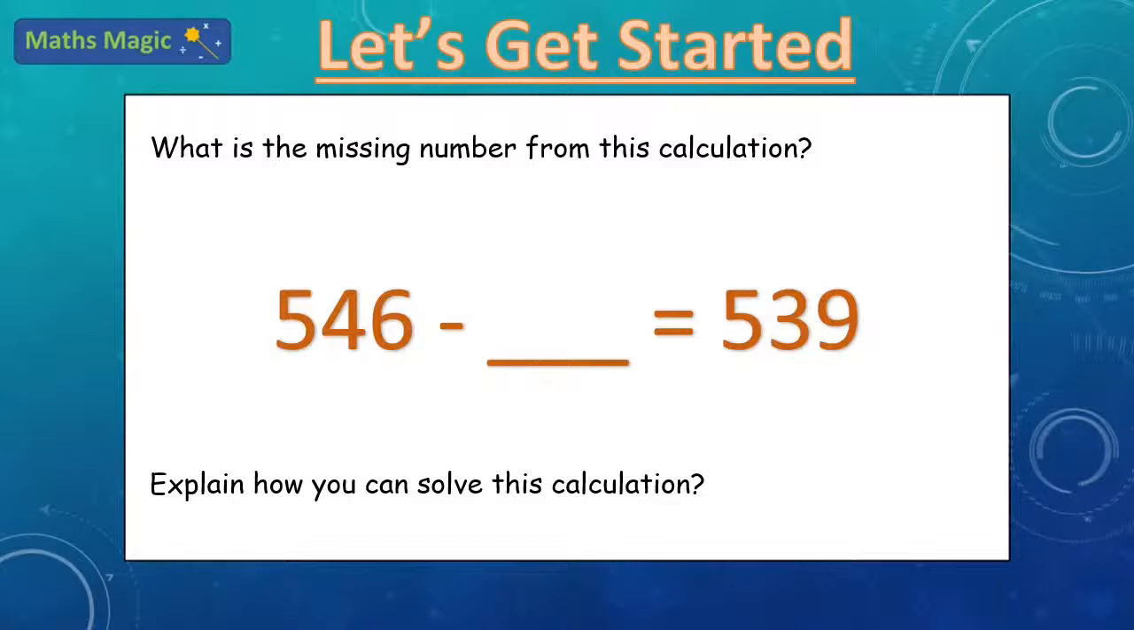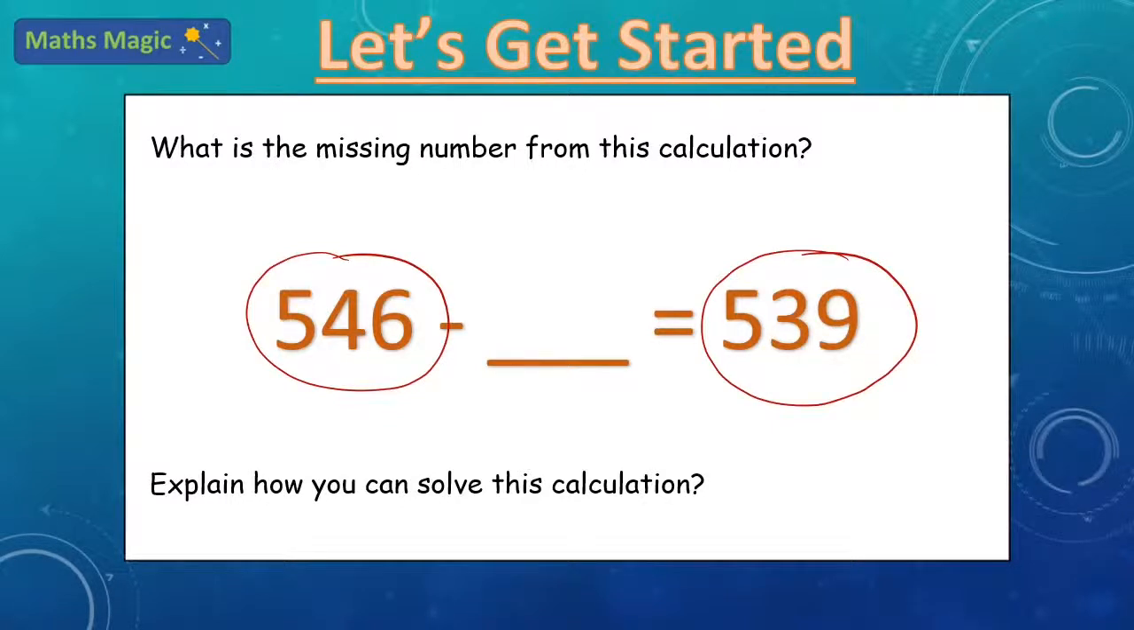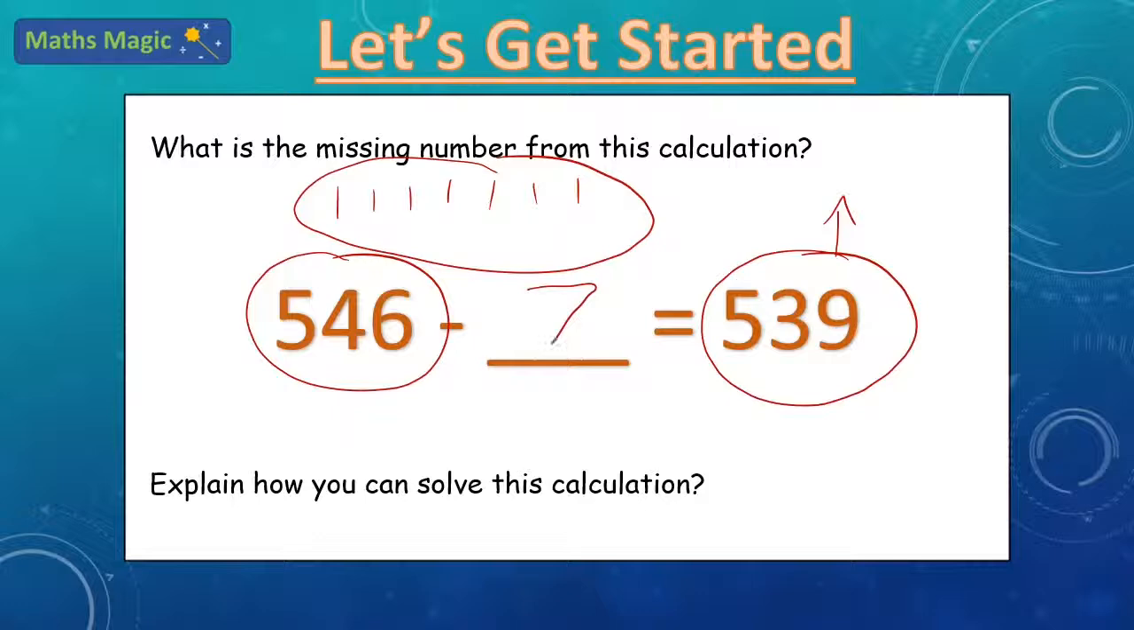Okay, let's take a look. So we've got the number 546 and we want to know how to get to 539. So one way we could do this is counting up from 539 until we reach 546 to find out what the difference is. So let's do that now. 539, 540, 541, 542, 543, 544, 545 and 546. So if you count that number there, 1, 2, 3, 4, 5, 6, 7, we'll find that our missing number is 7. So 546 subtract 7 equals 539.